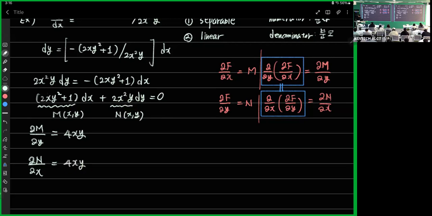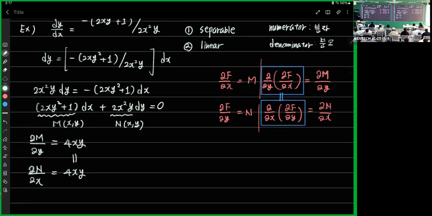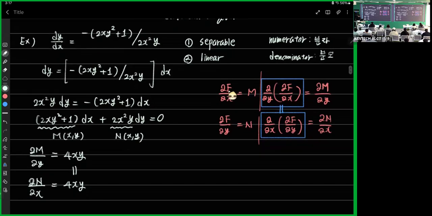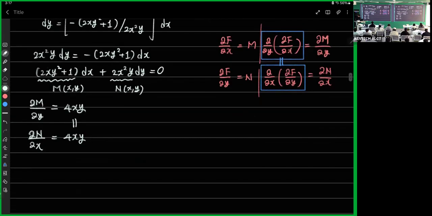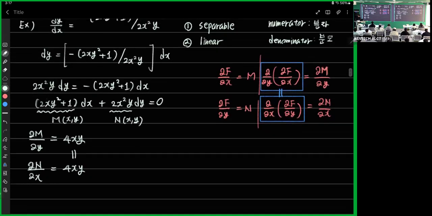You see? These two are equal. It turns out that these two are equal, which means that what? M must be, I don't know what f is, but we can say N is the derivative of something with respect to y. We showed this one. So now we can say that yes, this is exact.